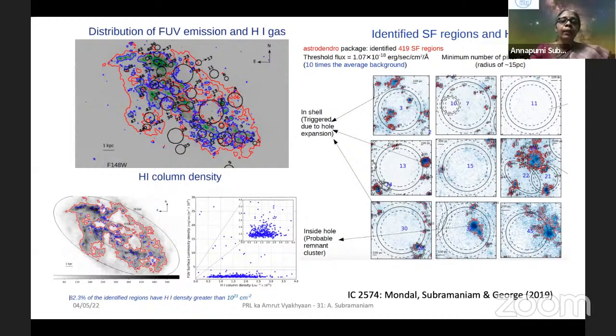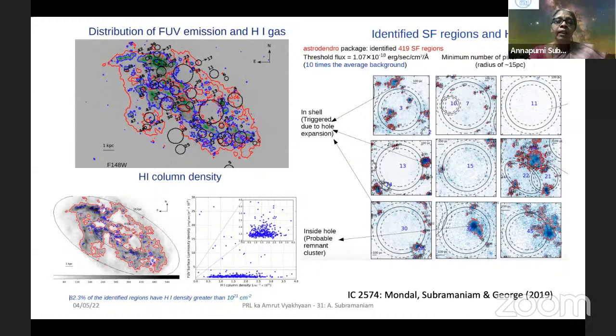One is the FUV star formation in one of the recent galaxies, where we probe the reason for star formation in the inner and outer regions of the galaxy. You can see that the blue contour is the far UV emission, the red is the H1 column density, and also you can see the shells created by the supernovae eruptions or the OB stars.